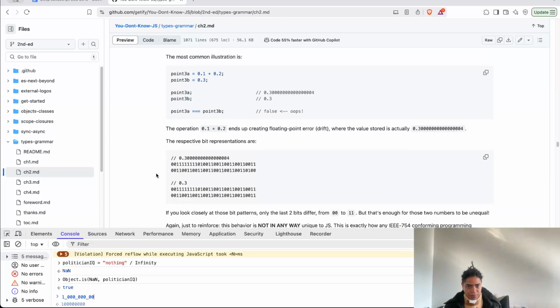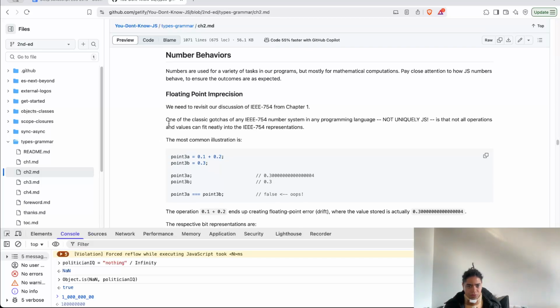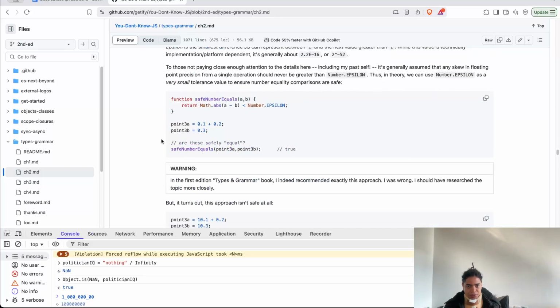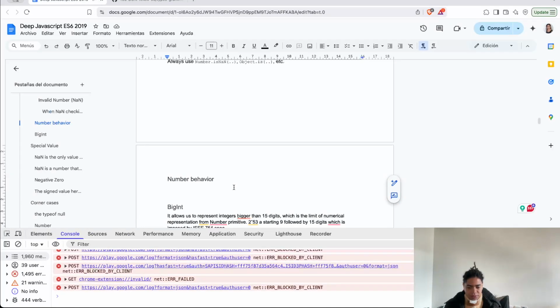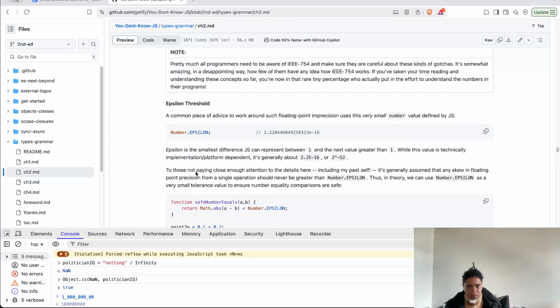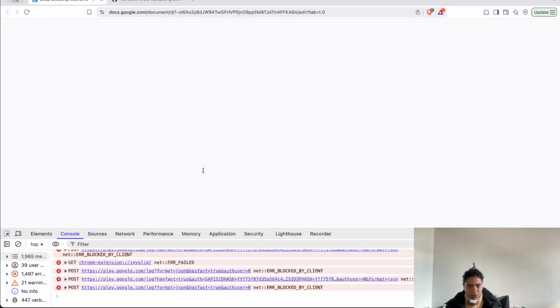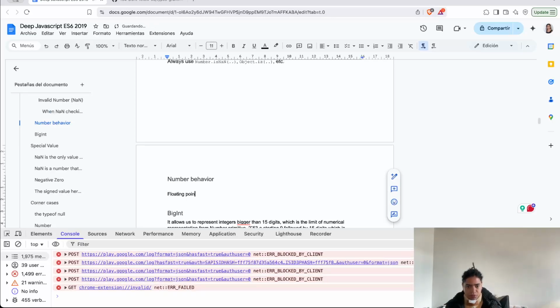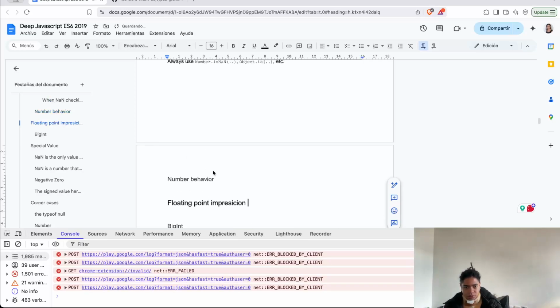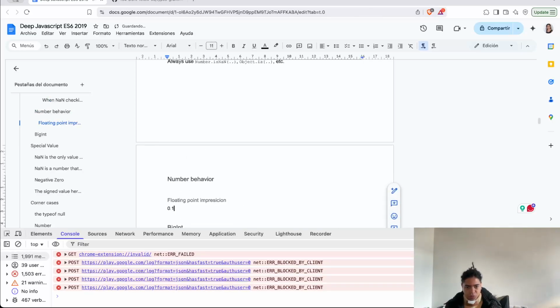Epsilon threshold. Okay, floating point imprecision, epsilon threshold, and the numeric comparison. So here we look at the floating point imprecision, which is the 0.1 plus 0.2, and the epsilon imprecision.